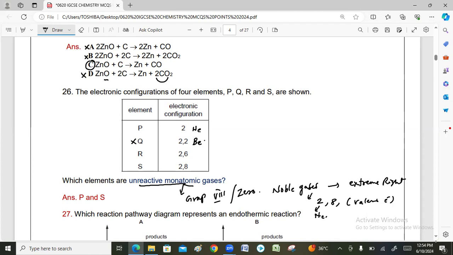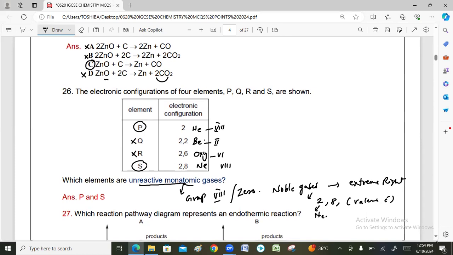2, 6 means 8 electrons. 8 is oxygen, so this is oxygen, which is not the answer. Oxygen is in group 6. This is in group 2. This is in group 6. 2, 8 means 10. This is neon. Neon is in group 8. Helium is also in group 8. So P and S are the two elements present in group 8, and they are monatomic gases, and generally they are unreactive.